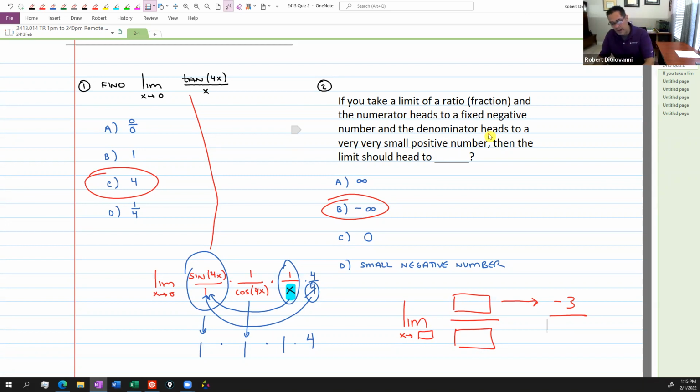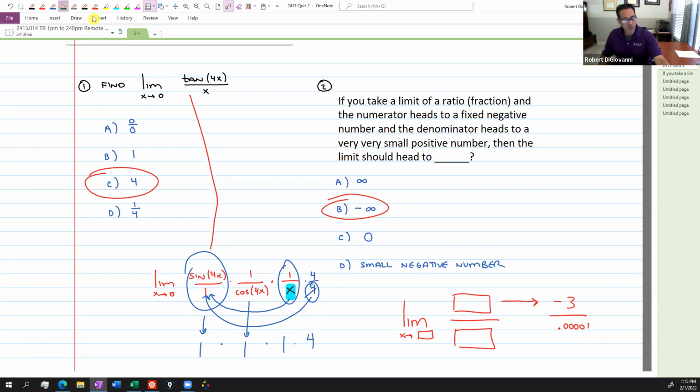Think about what's happening here. If we take a positive number that's very small, something like 0.00001, that's a very, very small positive number. Forget the negative and positive for a minute. Just do 3 divided by 0.000001. That would be a huge number, a very big number. So if you take a number and divide it by a small number, you get a big number.